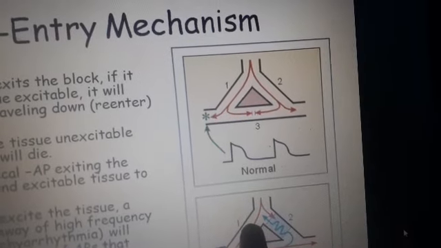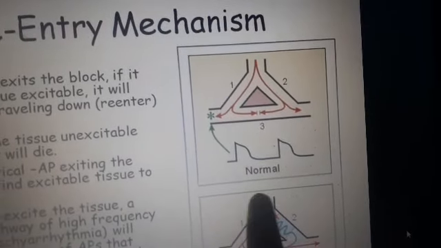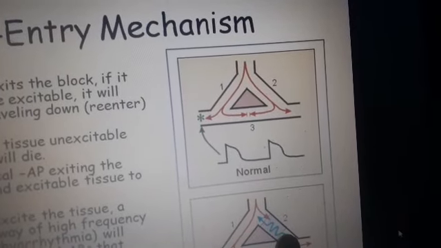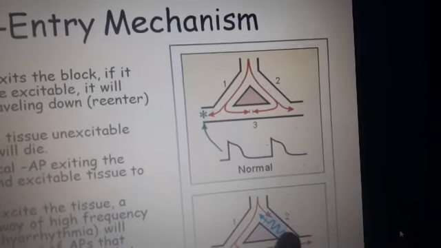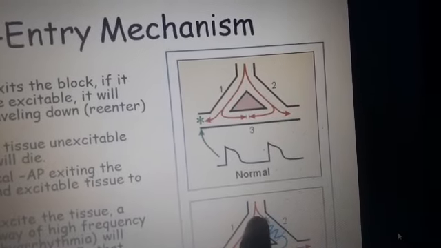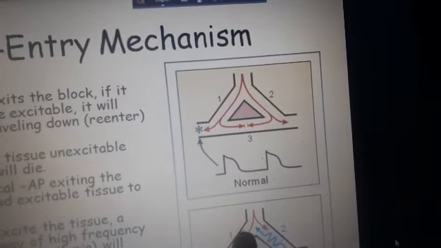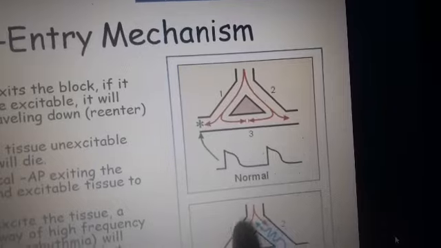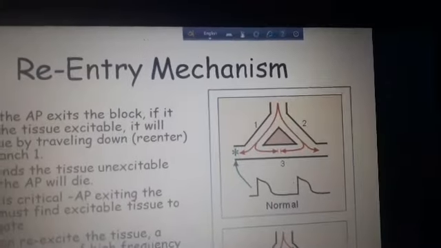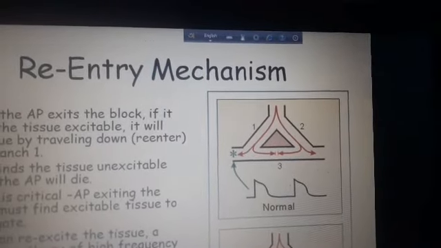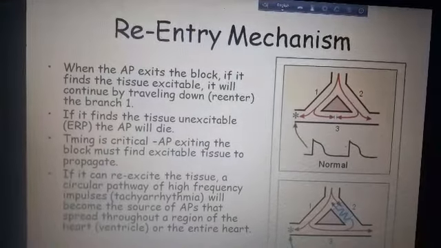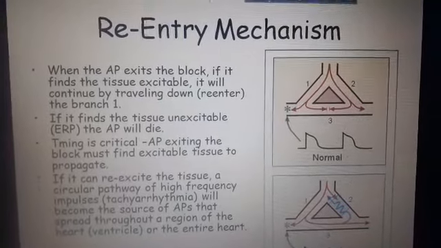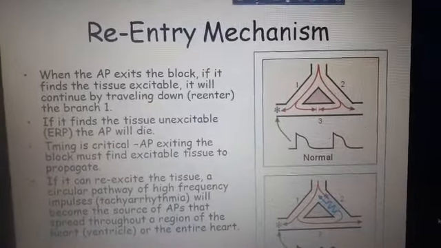So here it is a shorter refractory period, and here it is a longer refractory period. Initially it will go by this pathway, then when it comes here, the refractory period is already completed, it is now excitable, so it goes by this pathway. When it comes back again, it is not refractory anymore because of the shorter refractory period, and thus this vicious cycle will go on. If it can re-excite the tissue, a circular pathway of high frequency impulse will become the source of the action potential that spreads through the entire heart. So this is the re-entry mechanism which will cause arrhythmia.